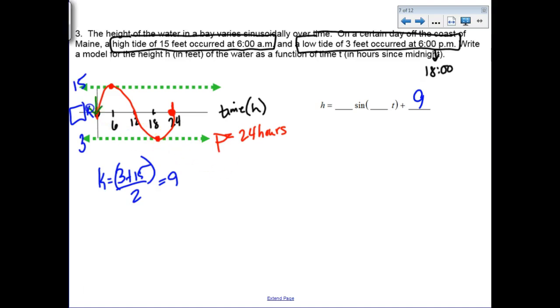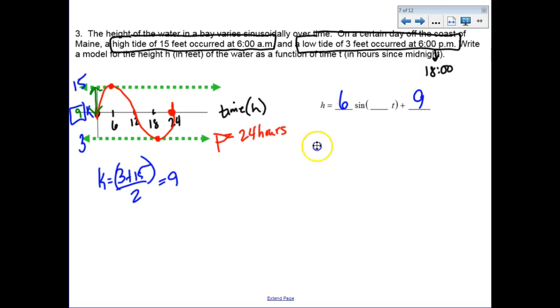And then amplitude, excuse me for coughing into the microphone. Amplitude is the power of the wave, so it goes from 9 up to 15, or you can measure it from 9 down to 3, because they should be the same. And actually, I stop and make sure it's symmetrical before I move on. That's 6 units up and 6 units down. So 6 is our amplitude.